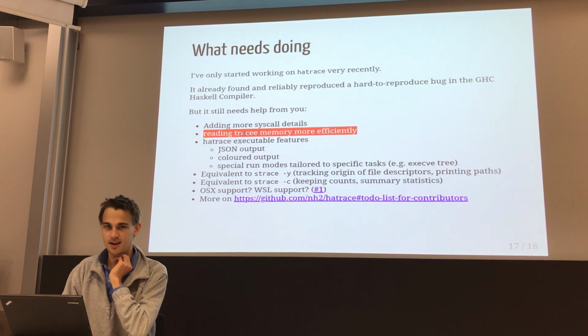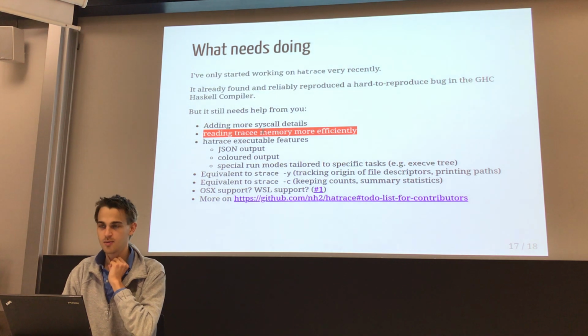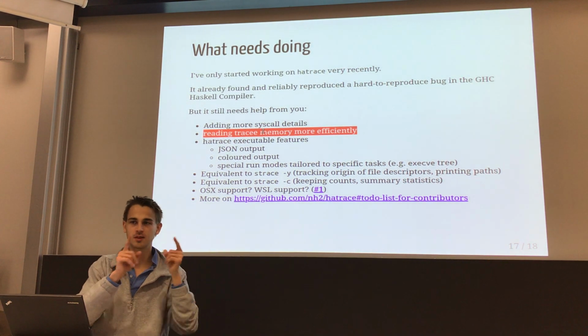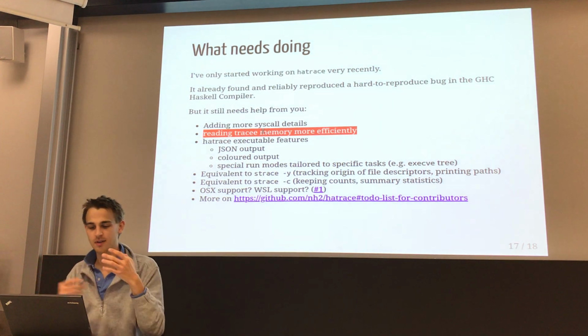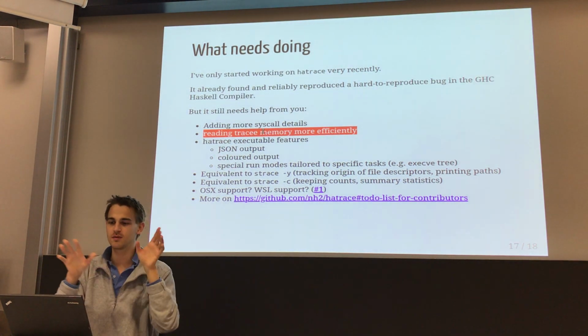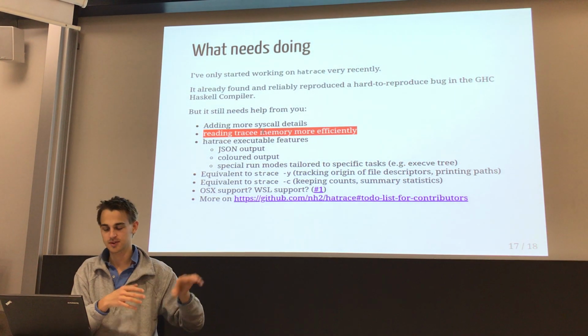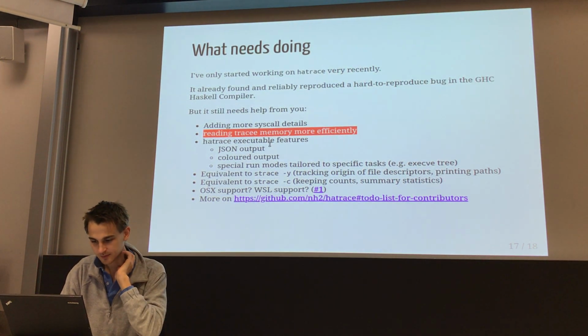I would also like some technical help with reading tracee memory more efficiently. As I mentioned, right now I use the ptrace invocation to peek word by word from the other process. But there are some special Linux syscalls, like process_vm_readv, where you can read entire buffers from other programs. That would be very useful.